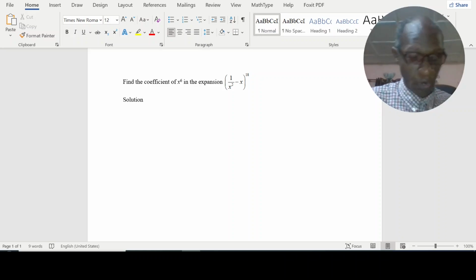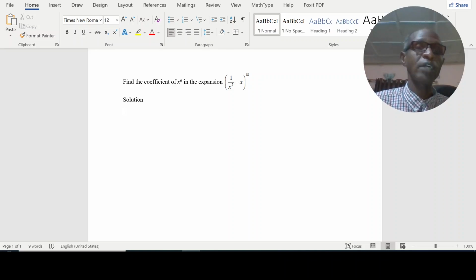Okay, you are welcome. Today we are looking at this problem. It's a binomial theorem problem. Find the coefficient of x raised to the power of 6 in the expansion of 1 over x squared minus x, all to the power of 18.